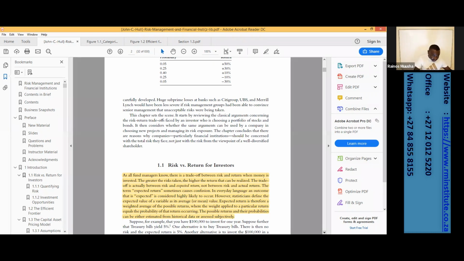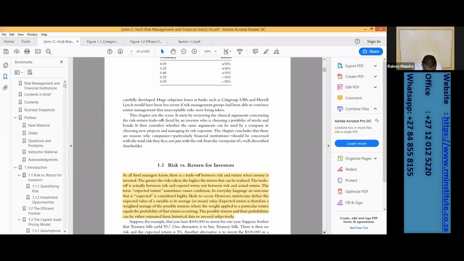So higher risk does not necessarily translate to an actual higher return, but it translates to a higher expected return, although not to an actual return. When investors take on higher risk, they're expecting a higher return, although it does not always play out that way, where they are always going to get the higher return they expect. Here they say, the term expected return sometimes causes confusion.